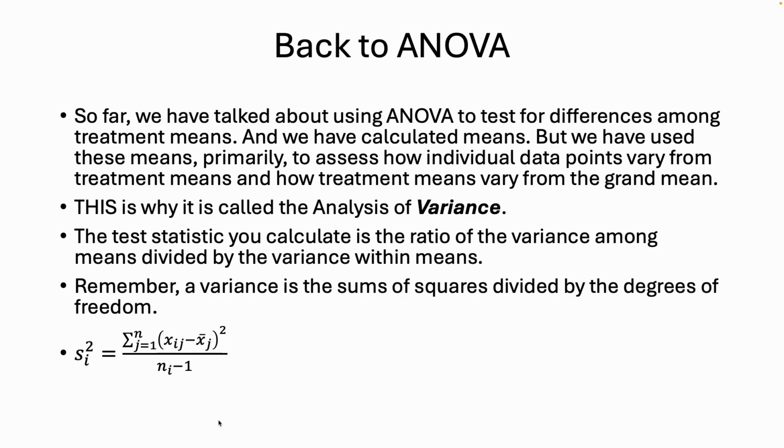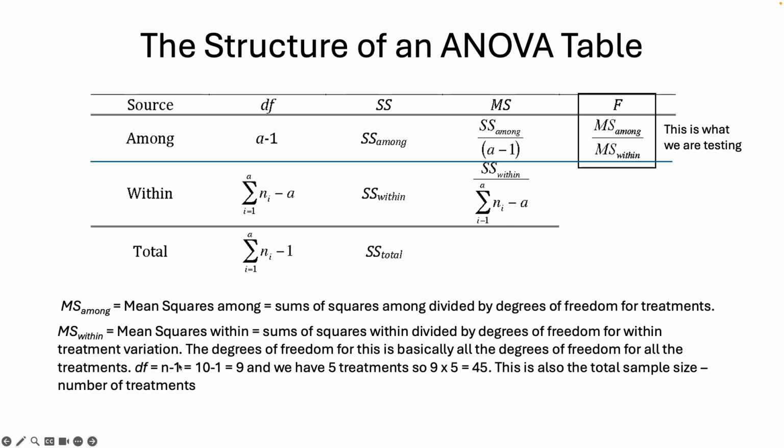So when we go and look at a regular variance estimate, it's within a sample, so it's the value minus the mean, but it could also be a variance for among means if it's the mean minus the grand mean, squared divided by the degrees of freedom. So this is what the ANOVA table looks like, and this is what we're testing. A mean squared among, which is the variance among, and the mean squared within, which is the variance within. And we get that by dividing the sum squares within by the degrees of freedom for within, and the sum squares among by the degrees of freedom among.